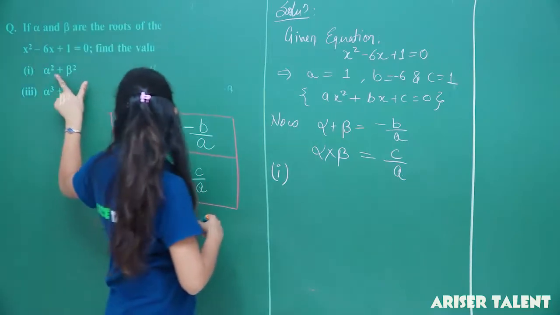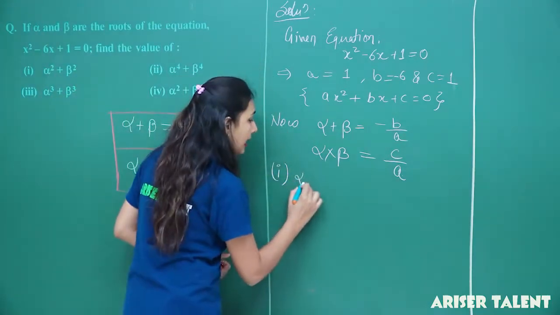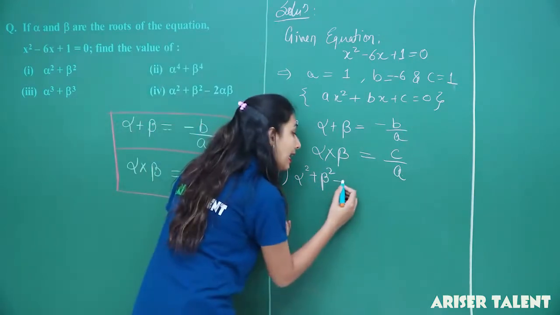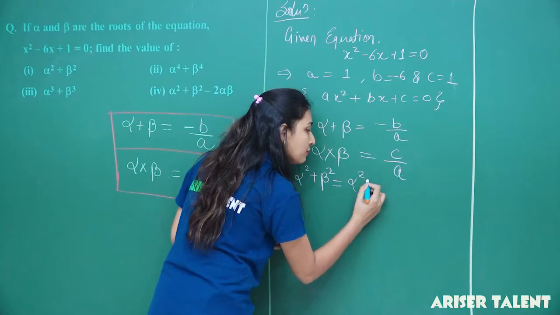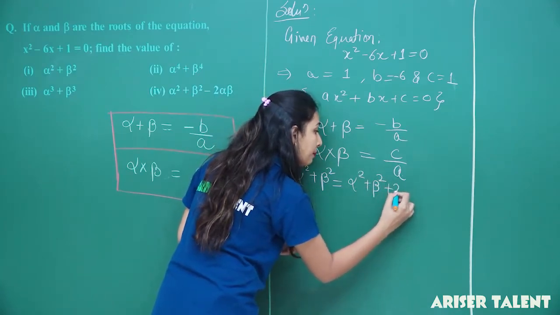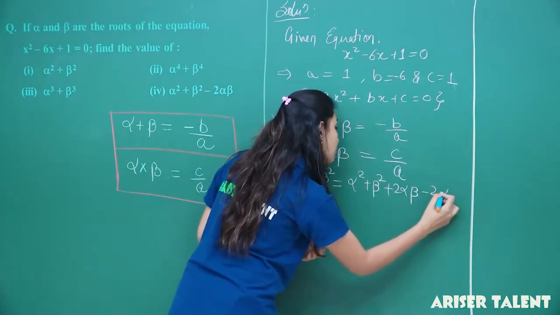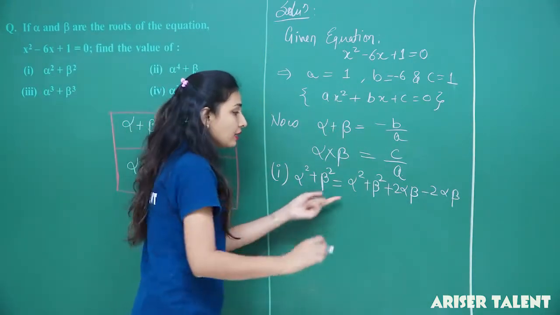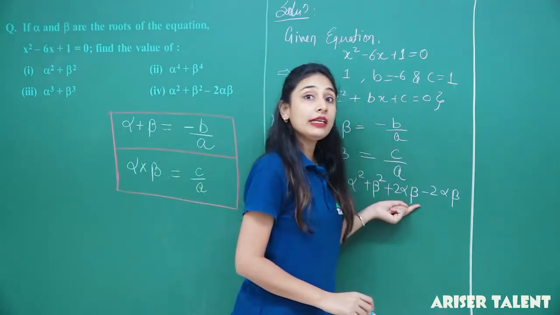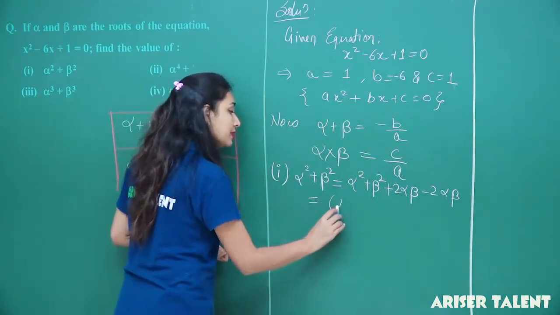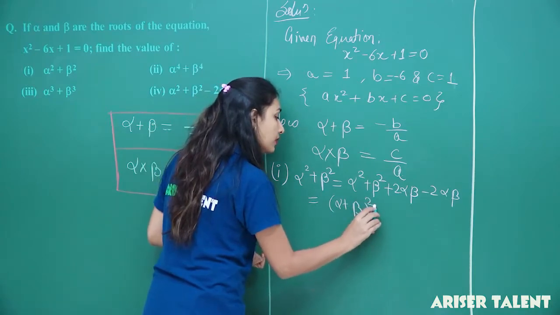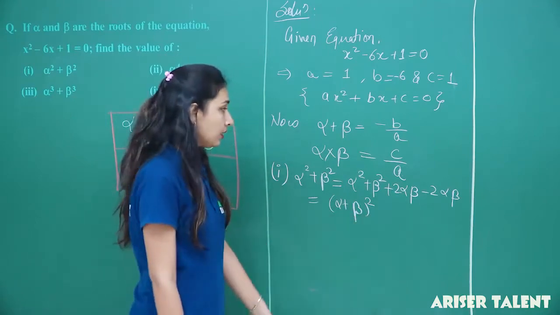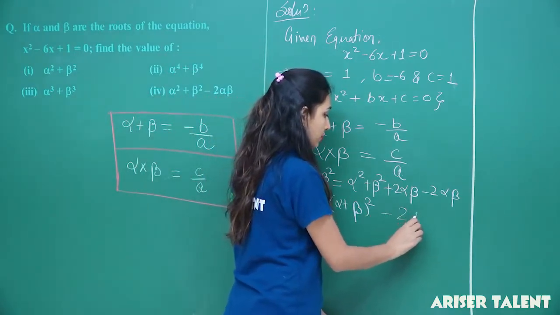This is part 1, alpha square plus beta square. How will I change it? I will write it as alpha square plus beta square plus 2 alpha beta minus 2 alpha beta. Now, a square plus b square plus 2ab, what will it become? a plus b whole square. So, alpha plus beta whole square, now minus 2 alpha beta.